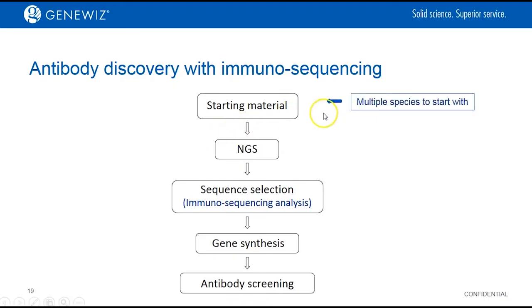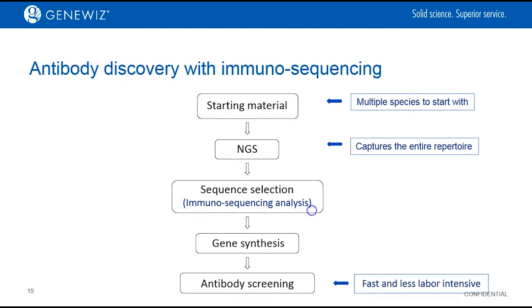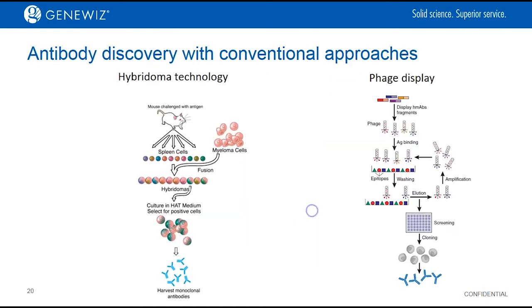For example, the starting material can be any species. Next generation sequencing can capture the entire repertoire. The sequence selection is performed using immunosequencing analysis, and it significantly reduces the clones chosen for the further selection. And this makes the technique fast and less labor intensive.